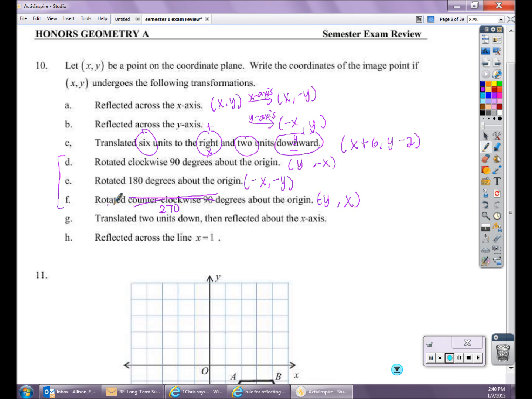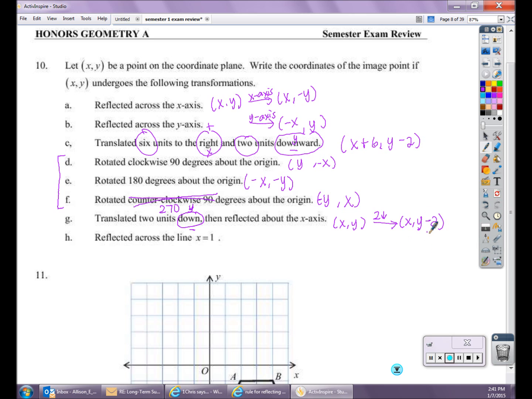All right, G, translate to down. So down, the word down has to do with the y, and it's a negative. And then reflected across the x-axis. So when it's double things like this, I kind of do it 2 at a time. So, or one and then the other. So 2 down. So if you start with xy, and then you go 2 down, that's going to turn into x stays the same, y minus 2.